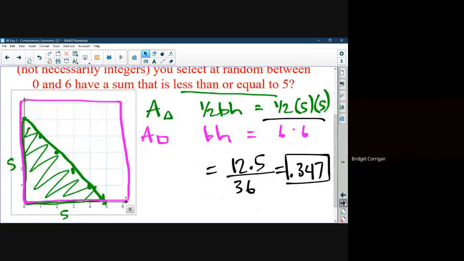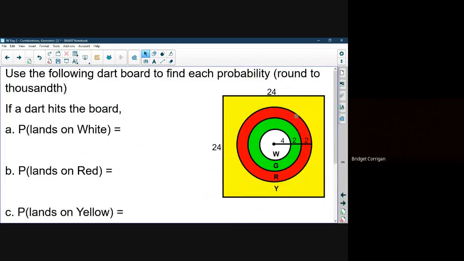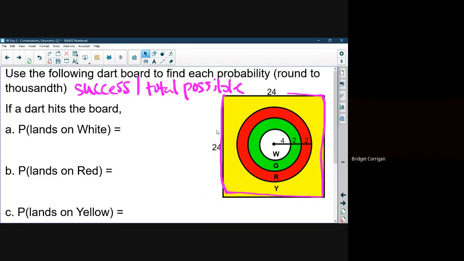Okay, so we'll do a couple more and then we'll be done for the day. Here we have a dartboard and we want to find each probability. So remember, probability is the success, what you want to have happen, over the total possible outcomes. Okay? So our whole possible outcome is this entire dartboard. Okay, so out of this whole entire dartboard, what's the probability it's going to land in the white region? So let's do the total this time first.